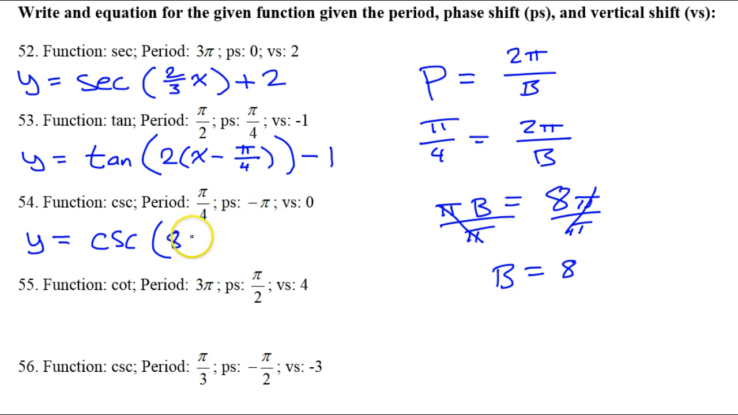We do have a phase shift, so I'm going to need parentheses inside of parentheses. I see minus pi for the phase shift, so I'm going to have to put plus pi in the equation. They are always opposite. Anytime you have a b value and a phase shift, you will have parentheses inside of parentheses. Get used to it. There is no vertical shift, so I don't need a k value on the end like I had on the other two problems. That's the end for number 54.